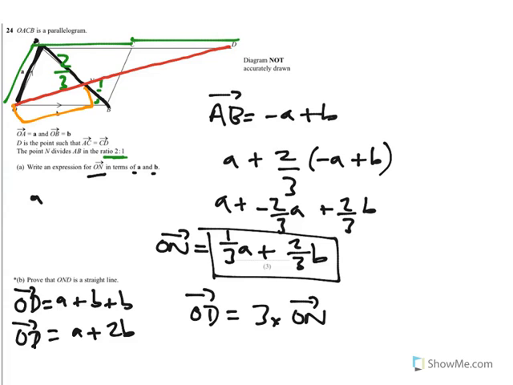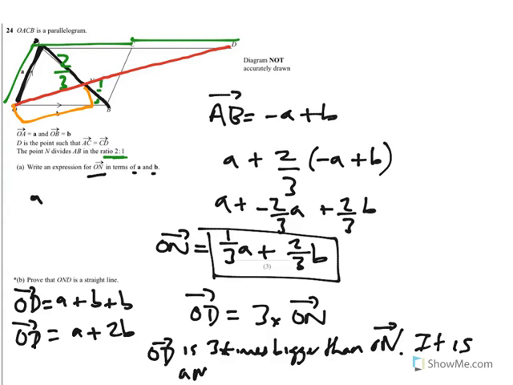So we can prove it's a straight line by saying that OD is 3 times bigger than ON. It is a multiple of ON, so it is a straight line. Okay, so that was the November 2013 Paper 1, higher tier.